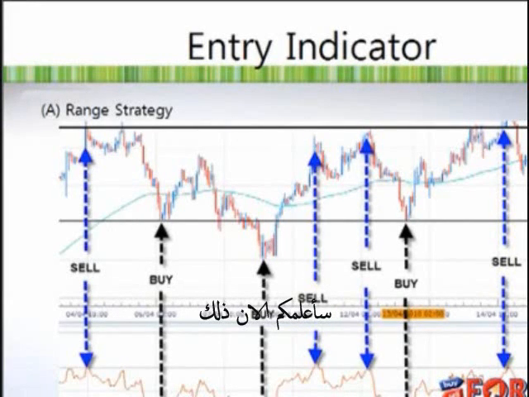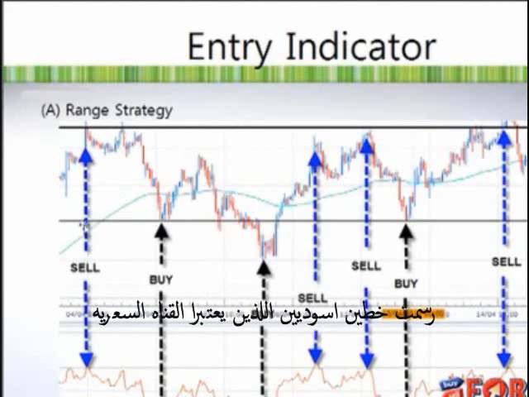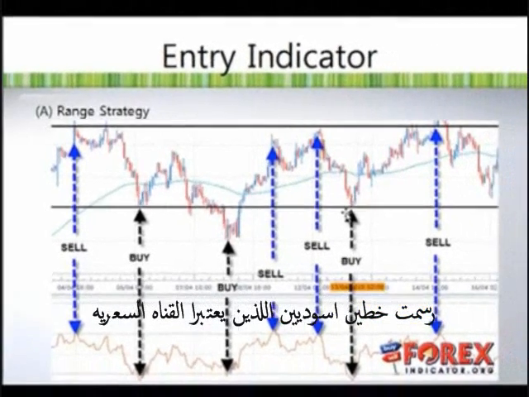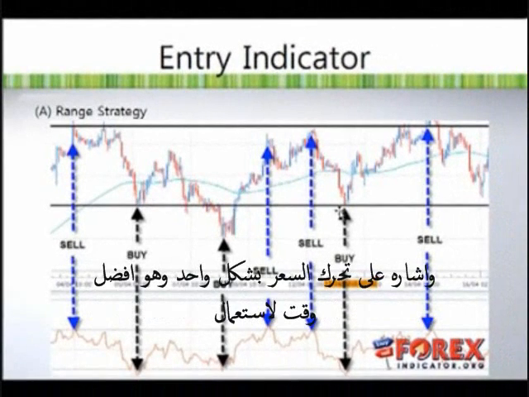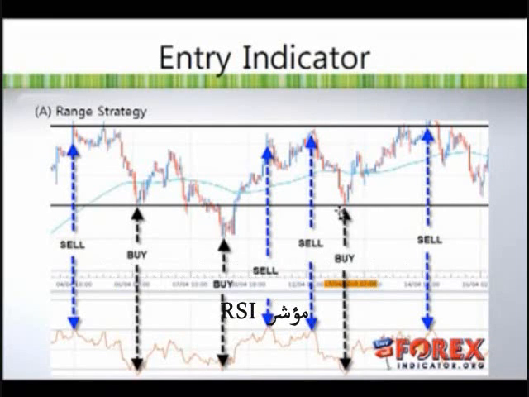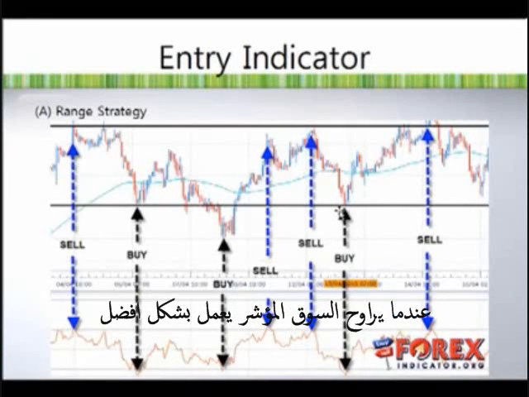So let's say that you're in a range strategy, and you can see that I drew two lines. There are two black lines here, and this is a trend channel. It's a sign that the price is moving sideways or in consolidation, and this is the best time to use the RSI indicator. When the market is ranging, the RSI indicator works best.